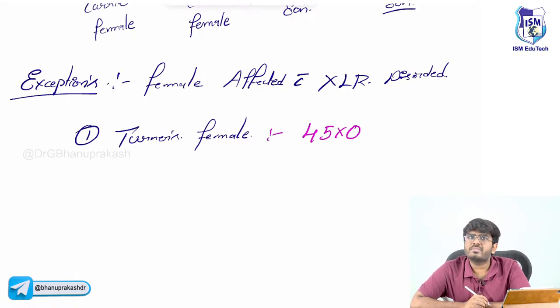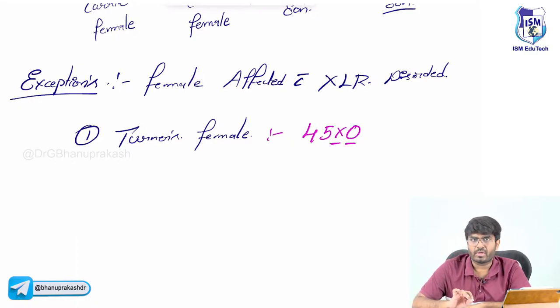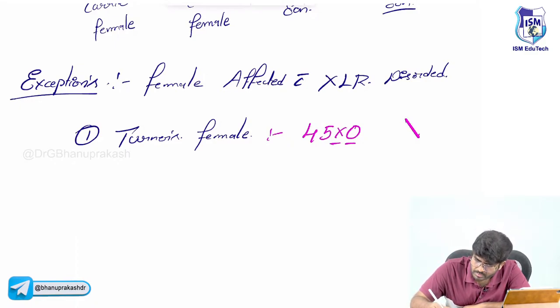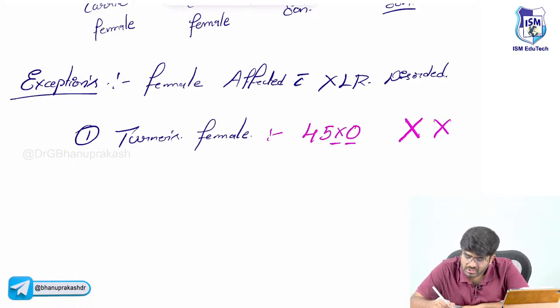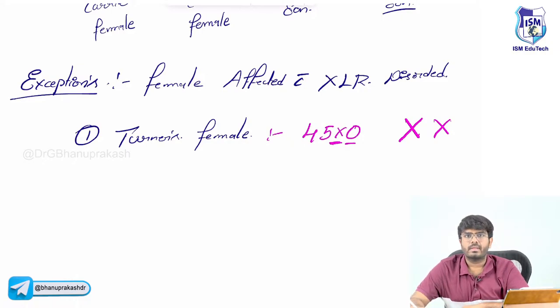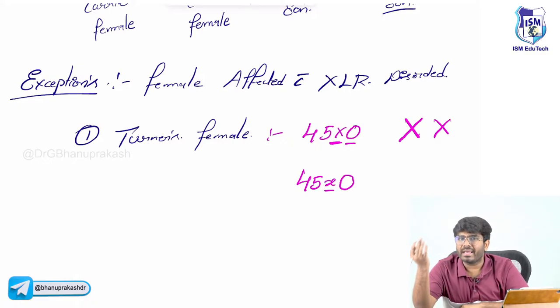45,X0, which means she has only one X chromosome. Normally she was supposed to be XX, with two X chromosomes. Now she has only one X chromosome, for example a small x: 45,x0. There is no capital X, so the dominant genes are not there. The normal X chromosome is gone.